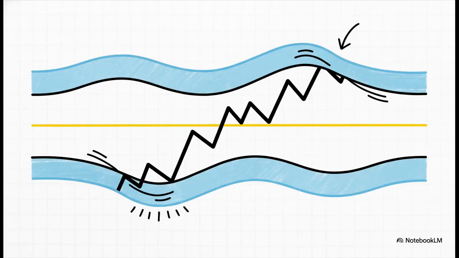All right, signal number 2, those outer bands. Now, these aren't just some static lines you draw on your chart.